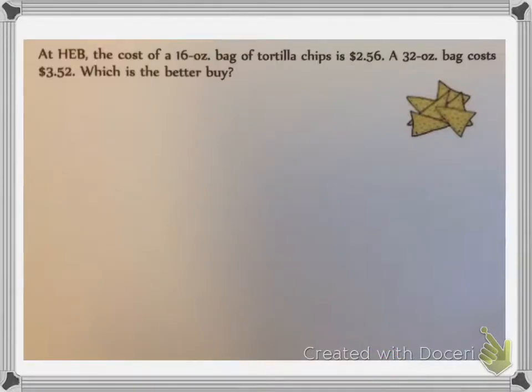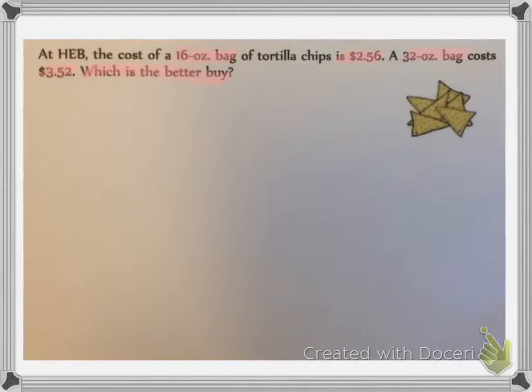Now we are going to do what we call a better buy. We're going to see which one is the cheaper bag of tortilla chips. So at H-E-B, the cost of a 16-ounce bag of tortilla chips is $2.56. A 32-ounce bag costs $3.52. Which is the better buy?